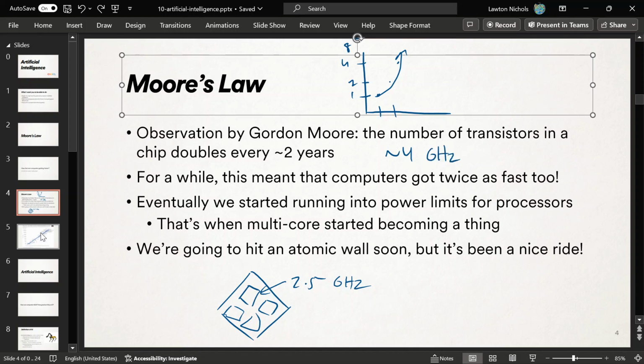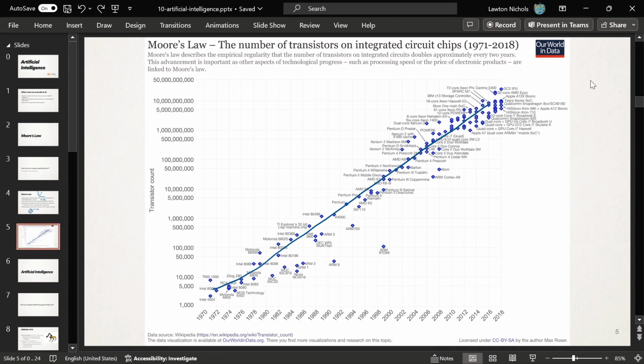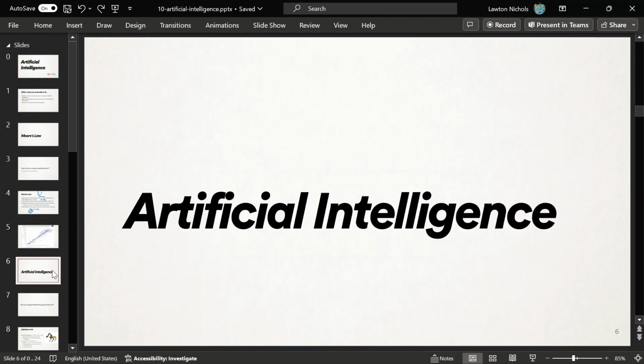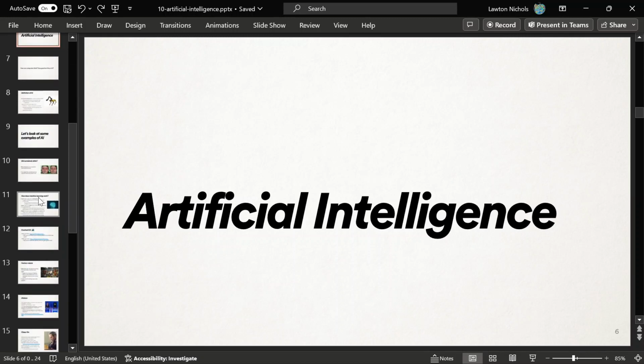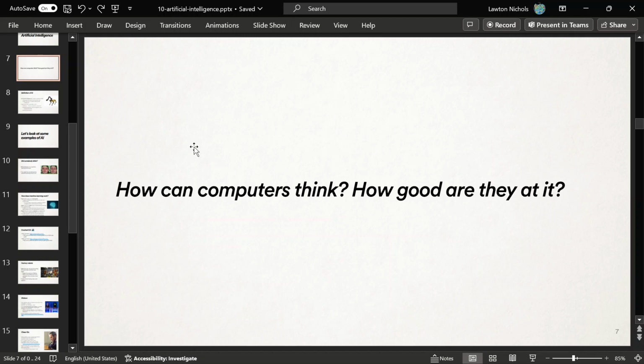Computers are getting fast, and one thing that they're really good at, especially one thing that's very parallelizable, which is good for GPUs and multi-core CPUs, is artificial intelligence and machine learning. So let's talk about that. All right, so I'm going to try my best to teach you how computers think and how good they are at thinking by themselves.